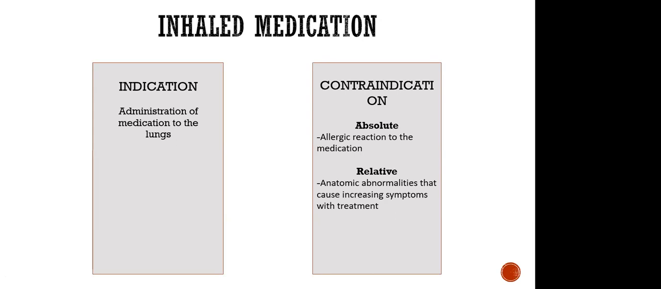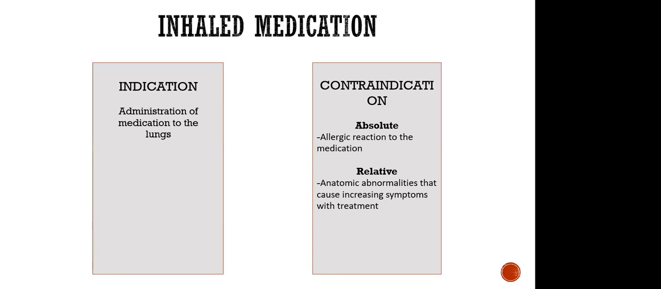So for inhaled medication, we need to look at the indication and the contraindication. For indication, it is for the administration of medication to the lungs, and contraindications can be absolute or relative. For absolute, if there is any allergic reaction to the medications. Relative contraindications, if we find out that there are anatomic abnormalities that cause increasing symptoms with treatment, which means that it becomes worse, then it is considered a contraindication.